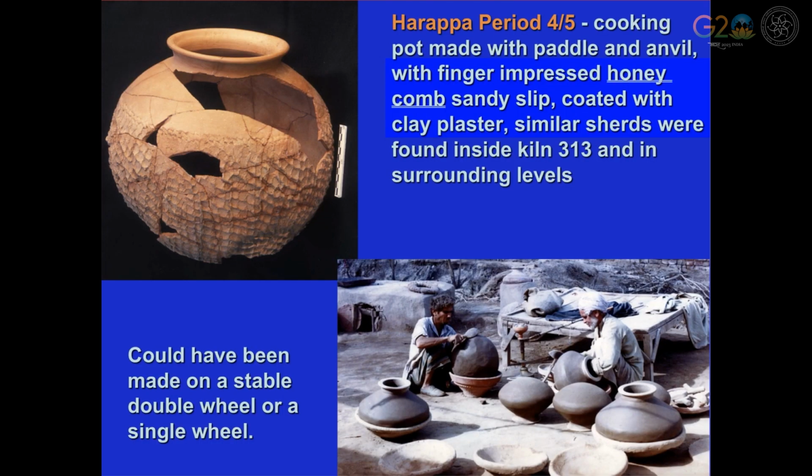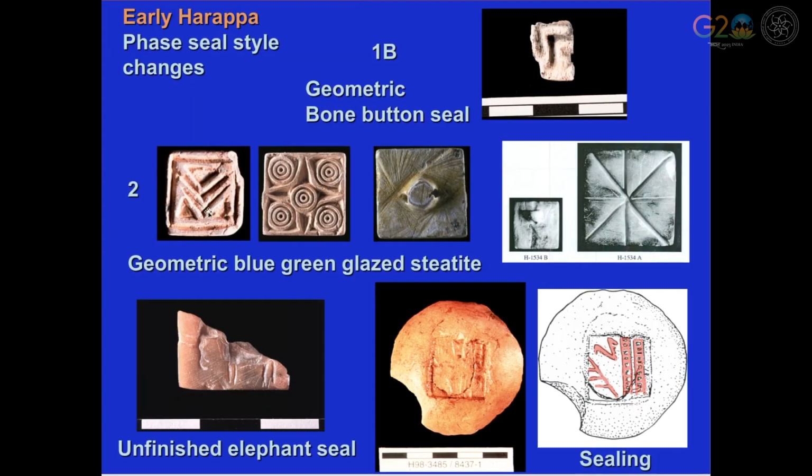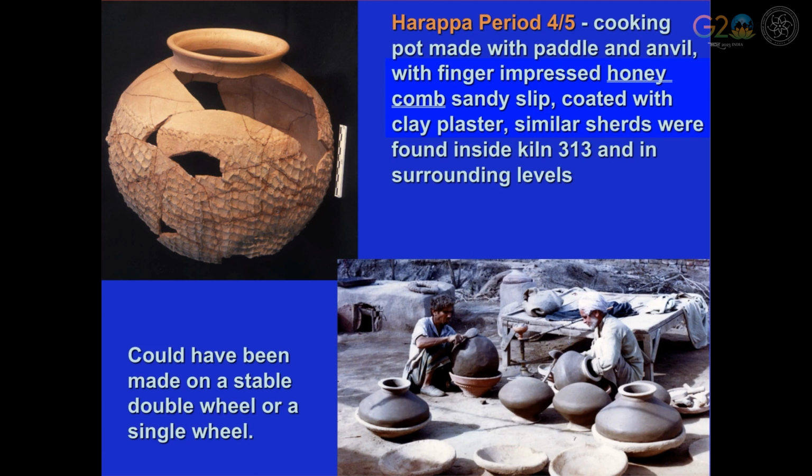One unique change is the development of the paddle and anvil technique. So this is a large cooking vessel from the cemetery H period, starting in period 4 and also continuing into 5. And this has a honeycomb impression of sandy slip on the outside that's fired onto the pot. But we have clay slurry applied outside, which was used to protect the vessel during cooking. So this is an example of the first use of the paddle and anvil technique. So there's a whole range of changes going on, but some of the materials are staying the same.